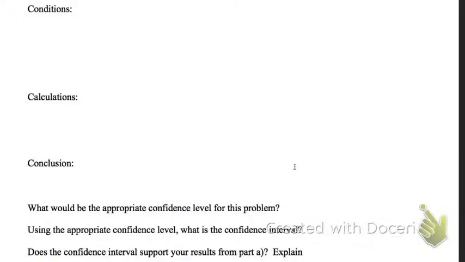Okay, conditions. I have these labeled for you. They won't be labeled for you on the test, so you can write them in, but you don't even have to write the labels if you don't want to. It's the same conditions as the last unit, but instead of P hat, we are now using P. So the first condition is what? It is representative. There is a random sample of 783 students.